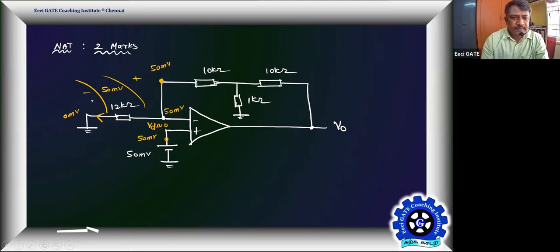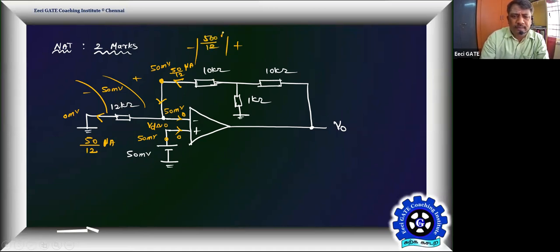So 50 millivolt across 12K will be the current, that is 50 by 12 microamps. And for an ideal op amp, there are no input terminal currents. And where is the current coming from? Therefore only this path, to balance the KCL. So this current is also 50 by 12 microamps. So 50 by 12 microamps will make a drop across this 10K. What is the drop it will create? Into 10K means it is going to become 500 by 12 millivolts.